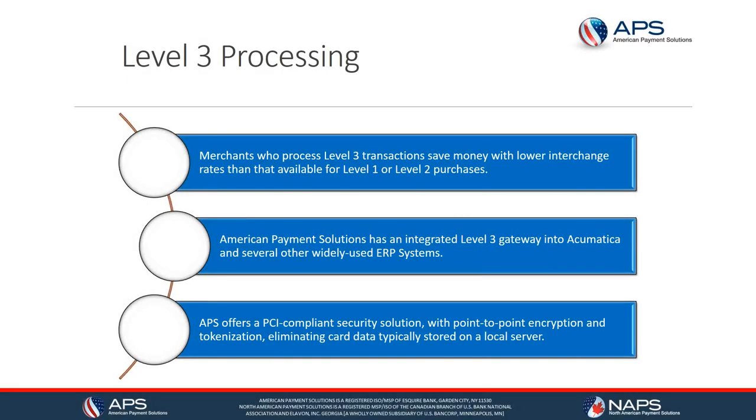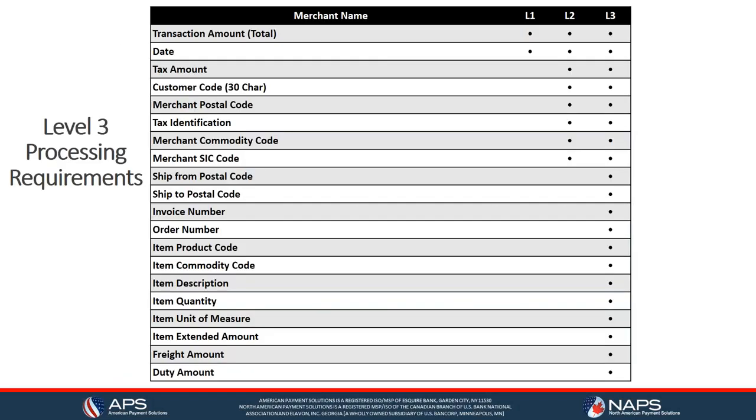Basically, level 3 rates will allow you to receive a lower rate per transaction whenever you're processing a business-to-business or business-to-government transaction within the continental U.S. We've created the integration to make sure that as a user, you do not have to key in the required fields by Visa and MasterCard, which are the fields that you see on the screen.